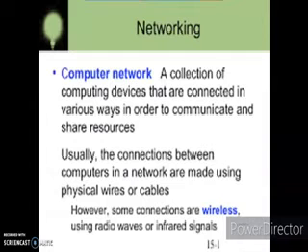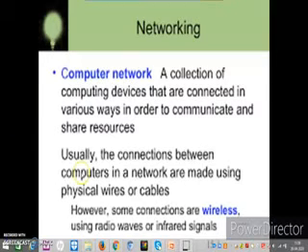So let us understand what we mean by the term computer network. A computer network can be described as a collection of computing devices that are connected in different ways in order to communicate and share resources. Two things come up here: communicate and share resources. Friends, I want to give an example of sharing resources here. Now if you have 20 computers, you have to implement 20 PCs.